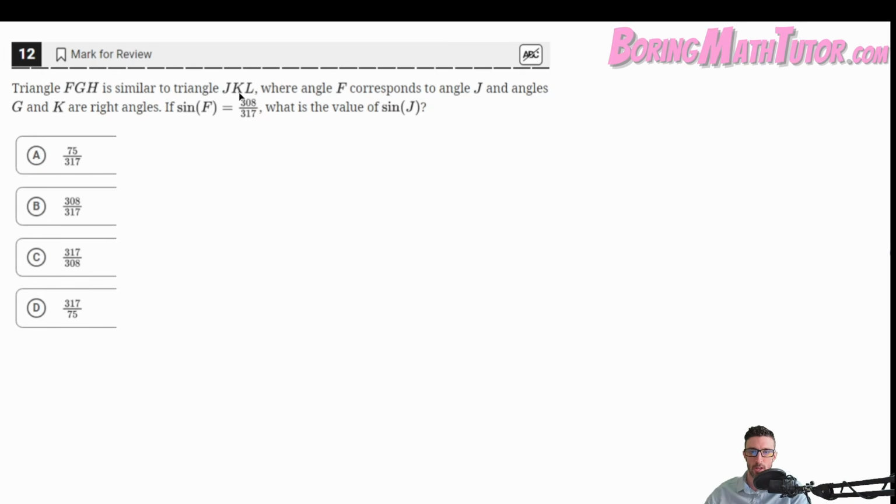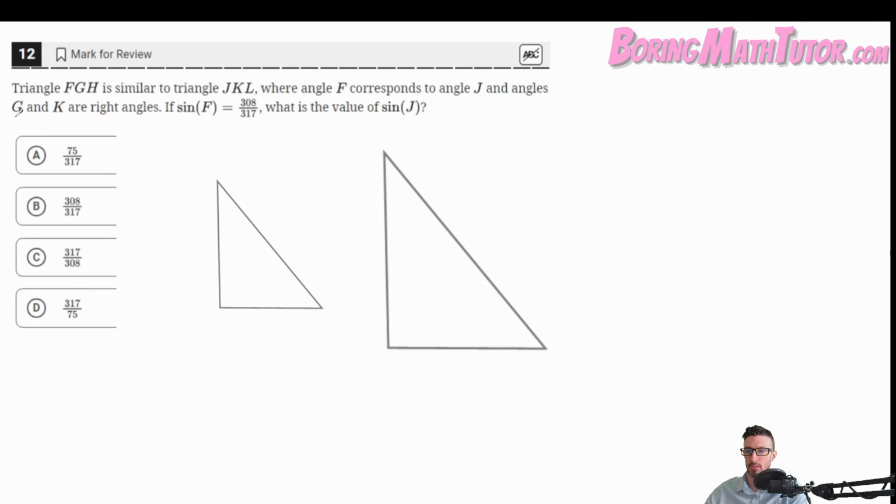All right, they're telling us that we got 2 triangles that are similar. Let's make those triangles appear. Then they're telling us that we got G and K that are right angles. So let's say that G is here, K is there. All right, then it's FGH, so we got to put FGH and JKL.